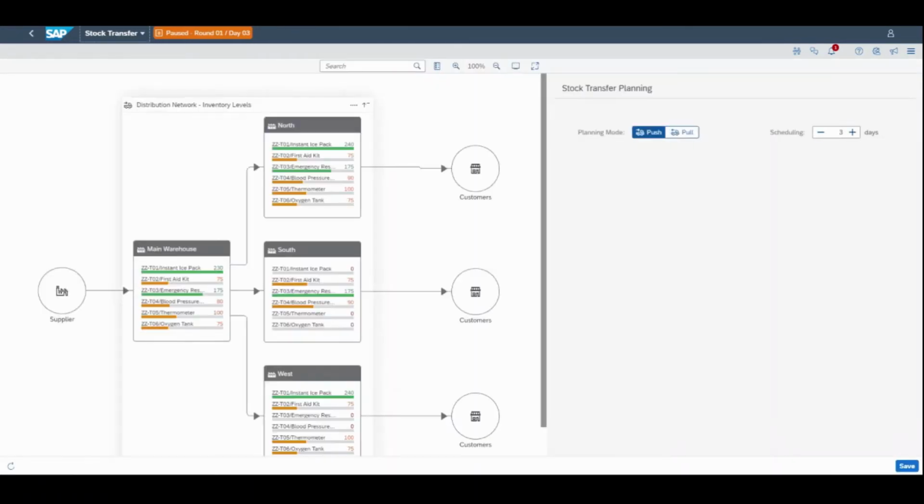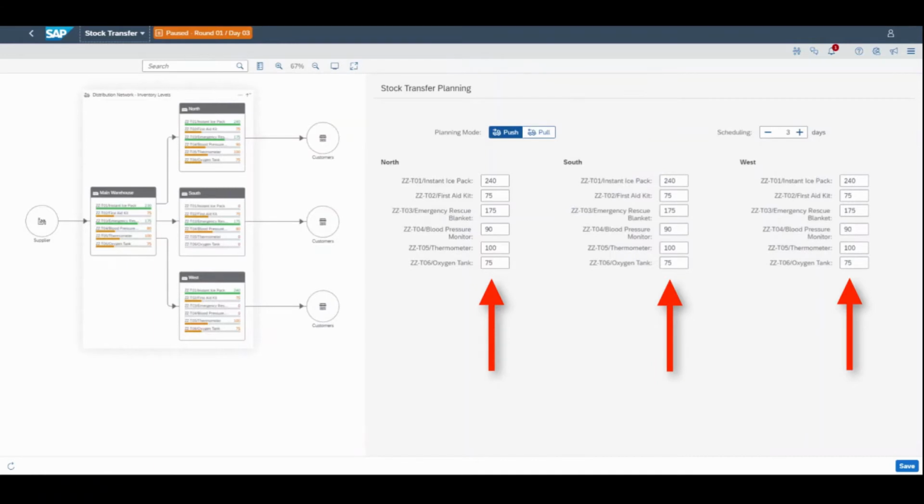At the beginning of round 1, the transfer quantity fields in the stock transfer planning tile are pre-populated, each with an amount equal or approximate to 25% of any product's initial inventory. For example, the table shows 240 units of instant ice packs to be transferred to the north, which is approximately a quarter of its initial inventory listed at 950 units. This means that when transfers successfully reach their destinations, regions will possess 25% of each product's initial inventory.